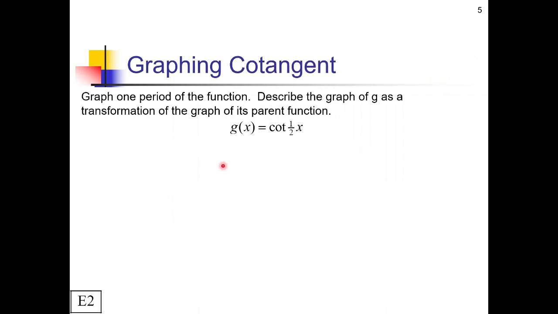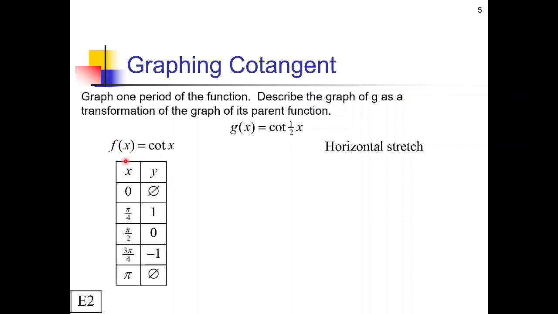Next up, we're going to do one of these problems with a cotan function. Pause the video and give this one a shot. All right, so this 1/2 inside is giving us a horizontal stretch. And we've got the parent table for cotan. So that's going from 0 to pi. And we have undefined, 1, 0, negative 1, and undefined. Again, you might want to have these written down somewhere so you don't have to necessarily memorize every little thing, because there's a lot of these parent tables.